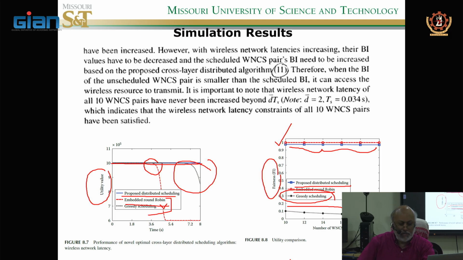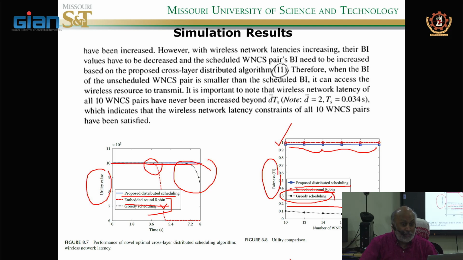Now, why does greedy scheduling have the lowest fairness index? And why does round robin have the highest fairness index? In round robin, everyone gets a turn. Exactly. It doesn't matter how much information he has. You don't have any higher priority. Everybody gets equal priority, so therefore everybody is equal. That's why it is highest.